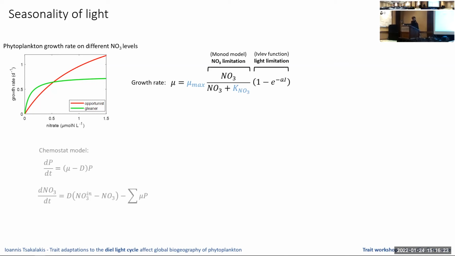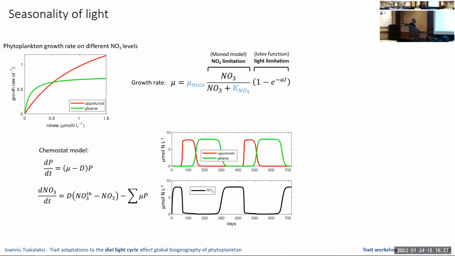And if we put this simple information in a chemostat model and run the simulation for 2 years, we get this typical seasonal succession. With such a simple model, you can have the opportunist dominating during spring because nutrient concentrations are still relatively high. And when nutrients are limiting, a gleaner dominates.